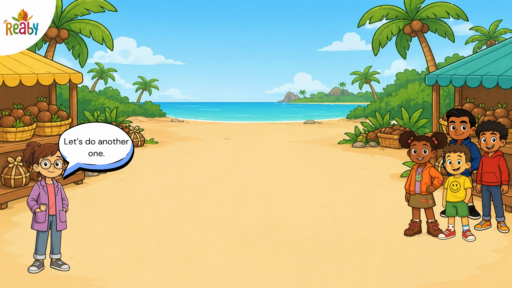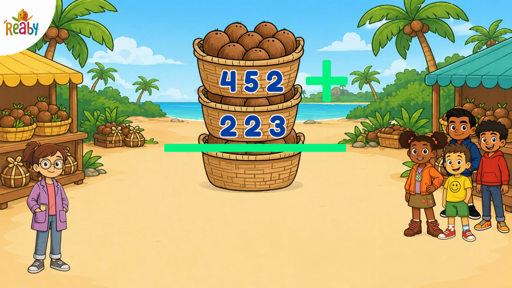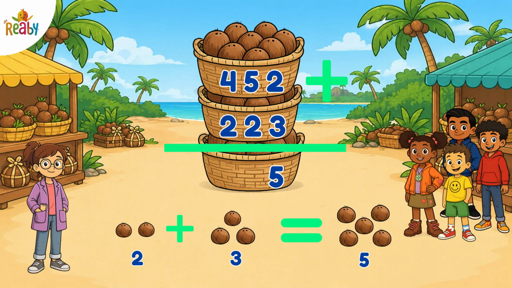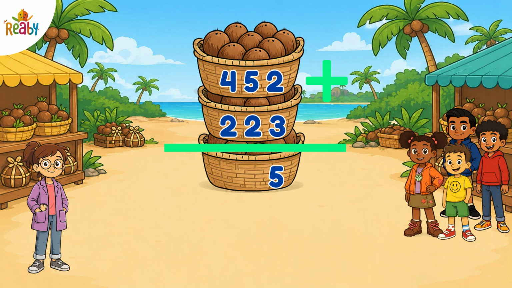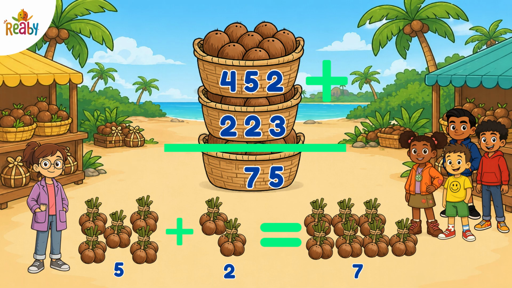Let's do another one. Let's add 452 plus 223. Step 1, add the ones. 2 ones plus 3 ones equals 5 ones. Step 2, add the tens. 5 tens plus 2 tens equals 7 tens.